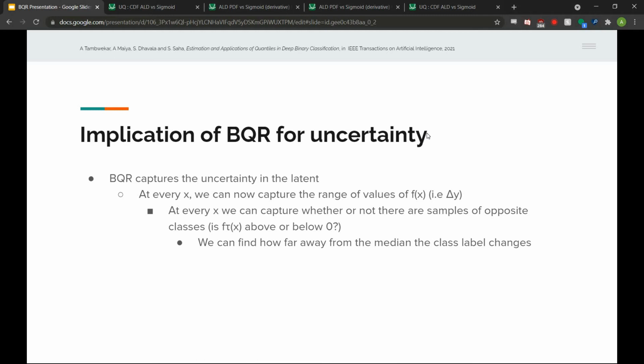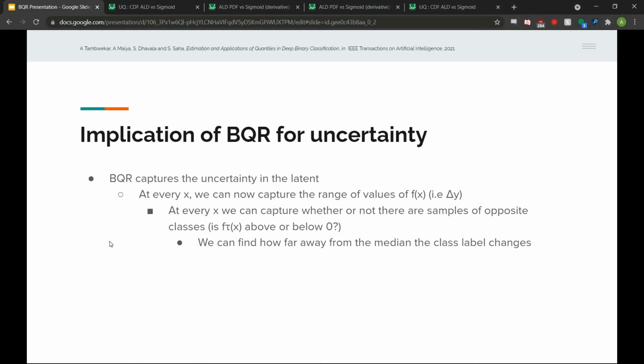So what does this imply? Why does this even make any sense? Why is this a very interesting topic and why is it important? So the point is that now with BQR, we can capture the uncertainty in the latent, which means that at every x, we can now capture the possible range of values that f of x can have, which is in some ways, or in some ways exactly, a delta y. And at every x, as a result, we can capture whether or not there are samples of opposite classes, right? Which is to say, is f tau of x above or below 0?